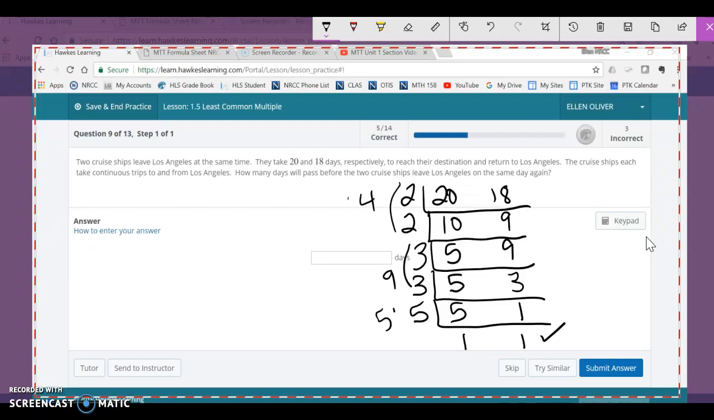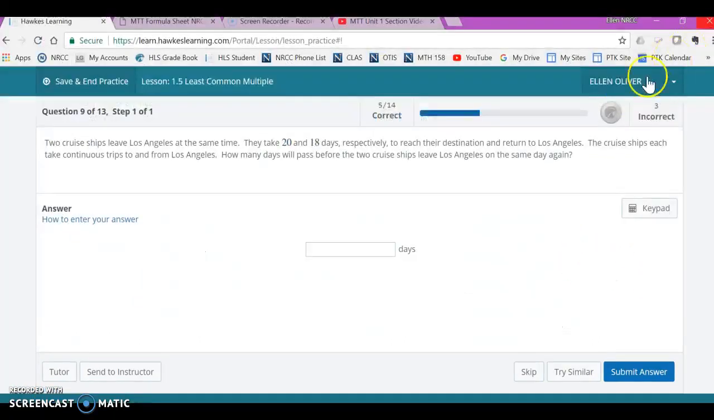All right, so 4 times 9 is 36 times 5. 5 times 6 is 30. 5 times 3 is 15, 16, 17, 18. So in 180 days, those two ships will leave on the same day again.